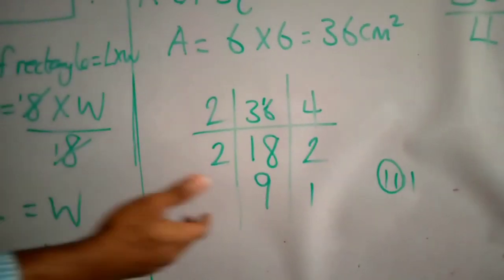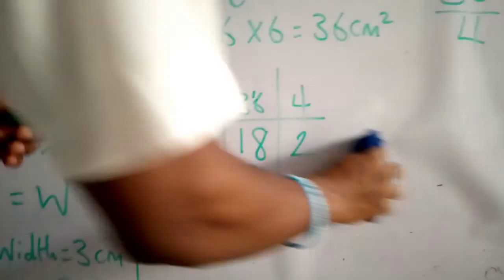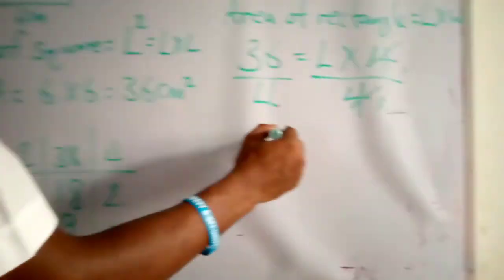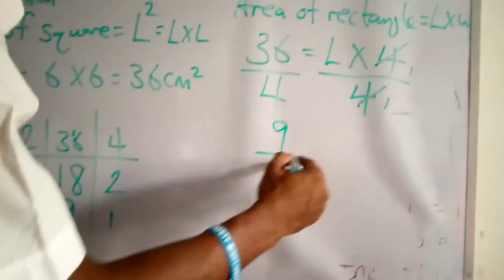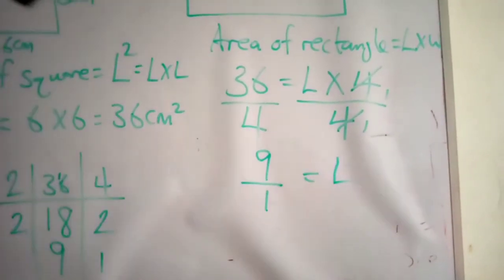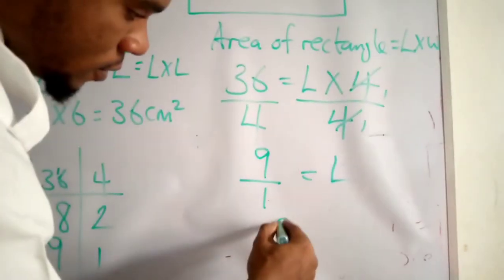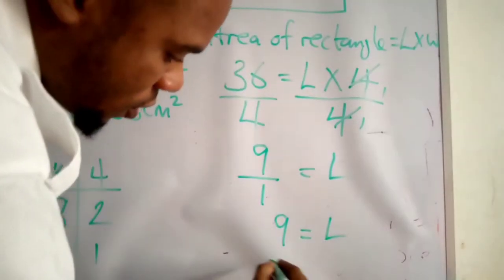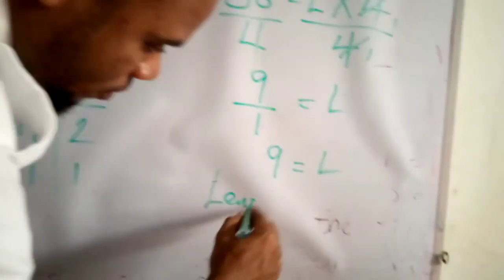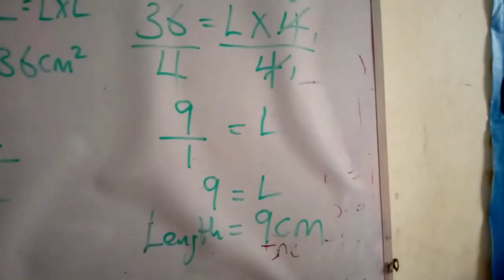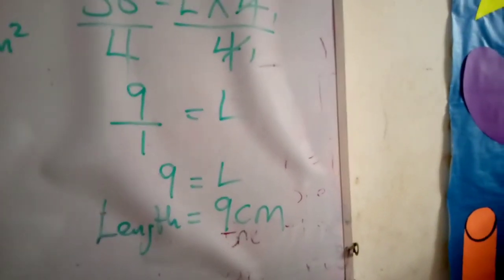So remember, nothing can divide 9 and 1. So we have 9 and 1 left. Under 36 is 9. Under 4 is 1. So L: 9 divided by 1 is 9, which is L. So your length is 9 centimeters.